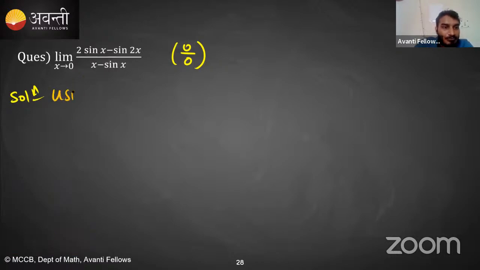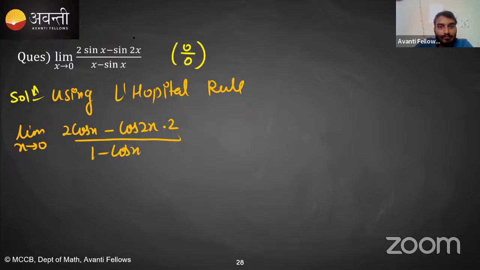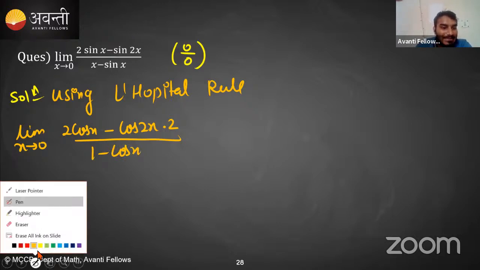So using L'Hopital rule, this can be written as limit x tends to 0. Differentiate the numerator. Differentiation of 2 sin x is 2 cos x. Differentiation of sin 2x is cos 2x into 2, so minus 2 cos 2x, divided by the differentiation of x minus sin x, which is 1 minus cos x. Clear?